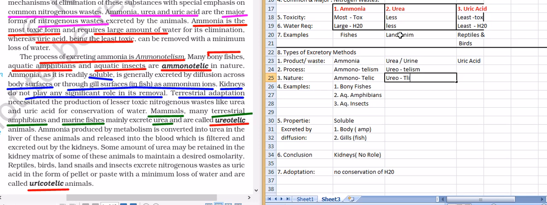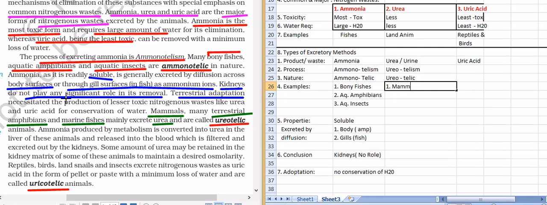Ureotelic. So a small confusion should be there. Ureotelic and uricotelic. Okay. If you want, we can write later. Next, first example is what? Mammals. Here we have seen the first example is mammals, second amphibians, third marine fishes. So 3 will go here.